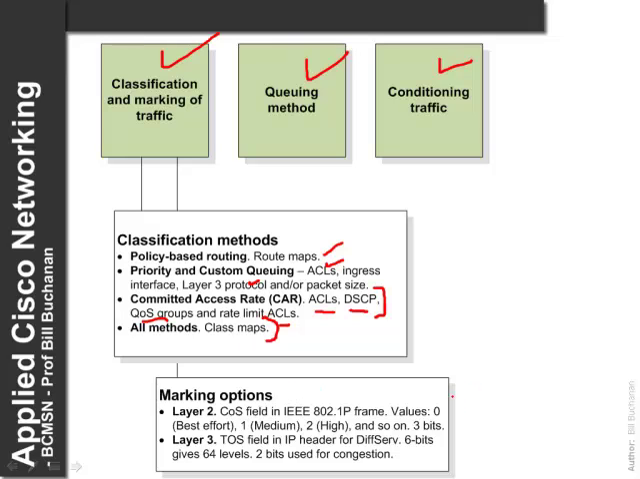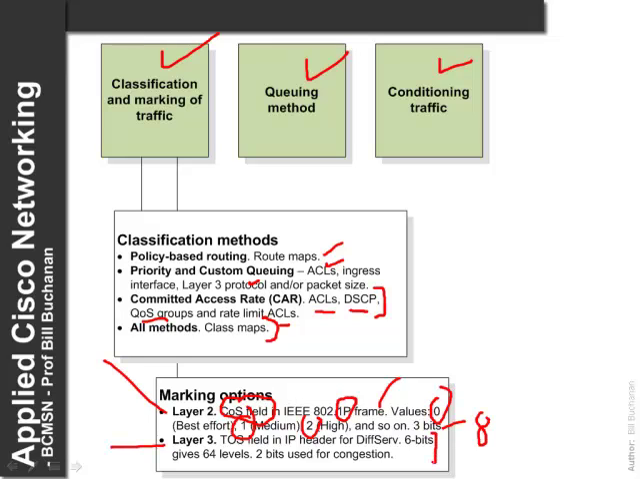The marking option itself can happen at layer 2 or layer 3. In layer 2 we tag with 802.1p, and 802.1p takes the CoS field within the Ethernet tagged 802.1p frame. If the value is 0, it's best effort, 1 is medium, 2 is high, and so on. There are 3 bits, so there are 8 different levels for 802.1p.